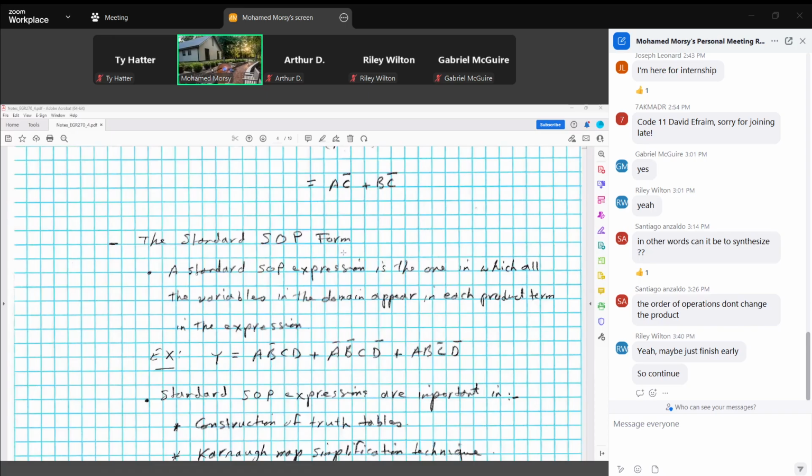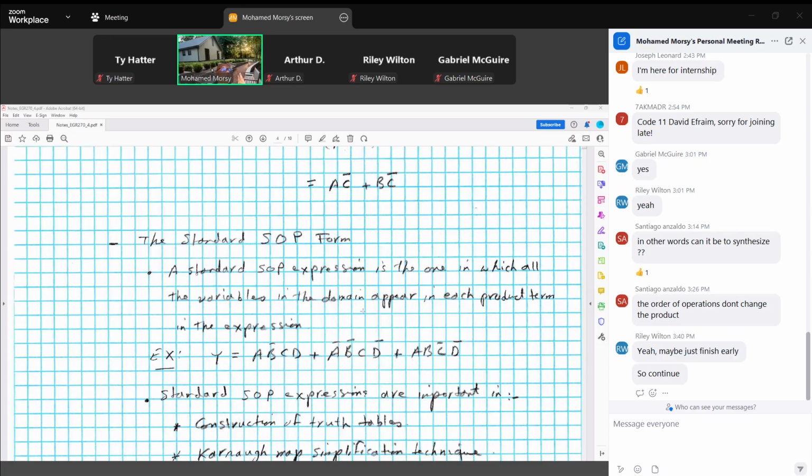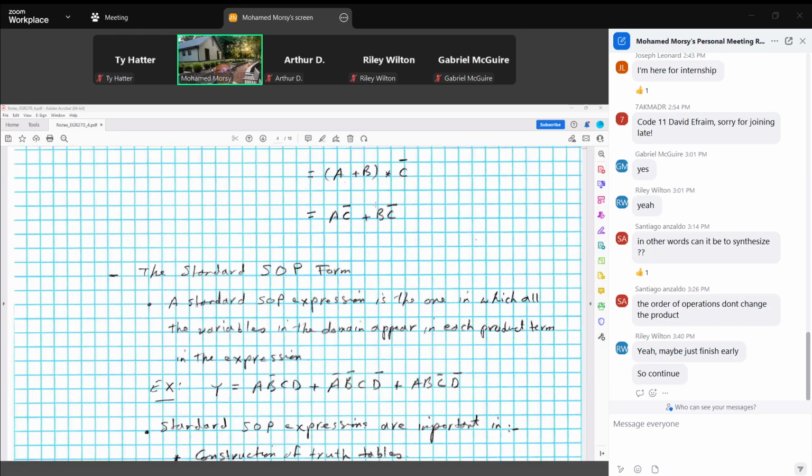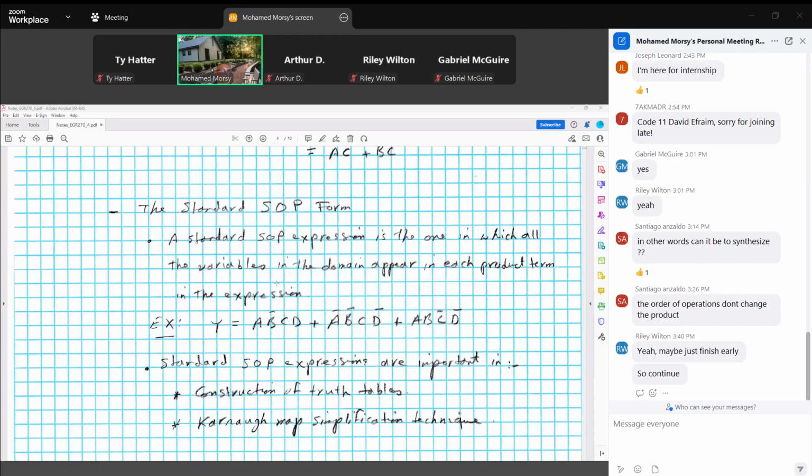So the standard sum of product form, we have standard form. What is this form? A standard sum of product expression or form is the one in which all the variables in the domain appear in each product term. We mentioned this is called the product term. So what is mentioned here? We have standard form for the sum of product. The standard form means each product term contains all variables used.